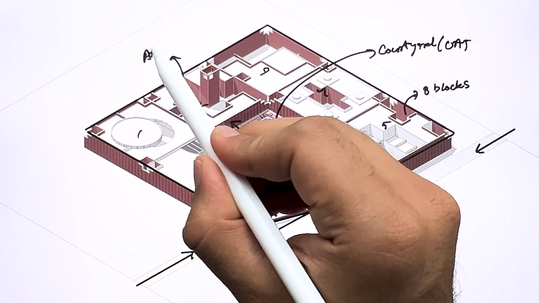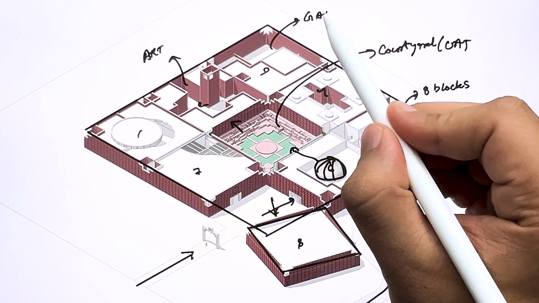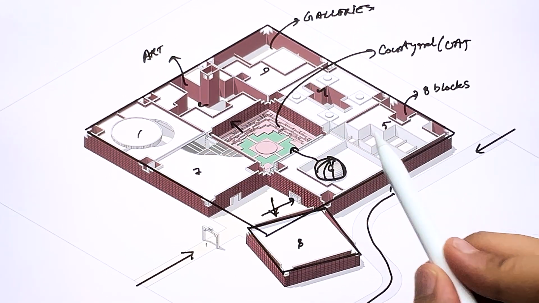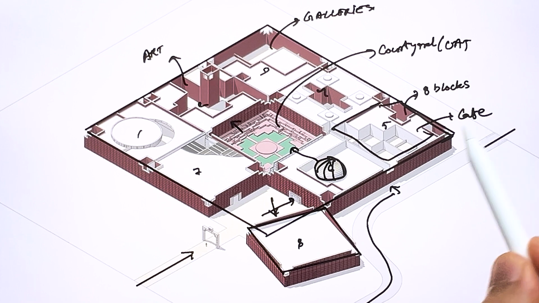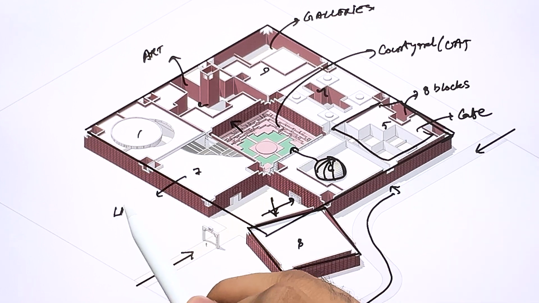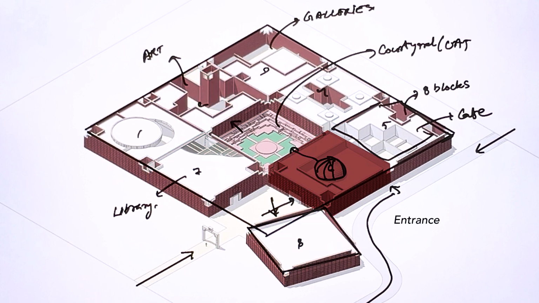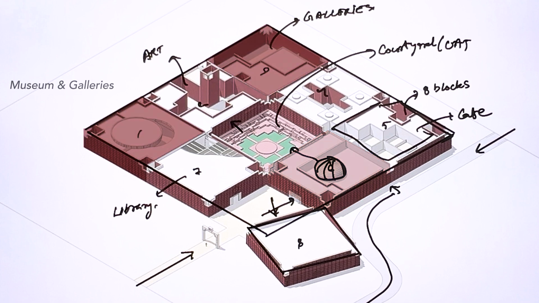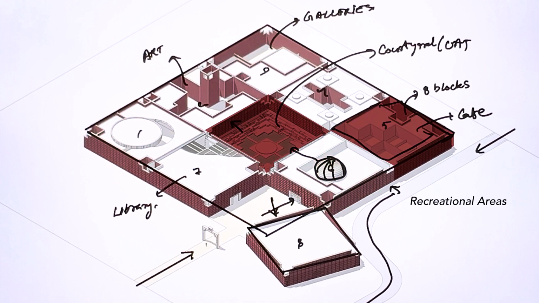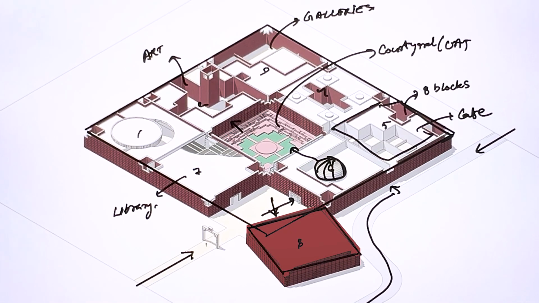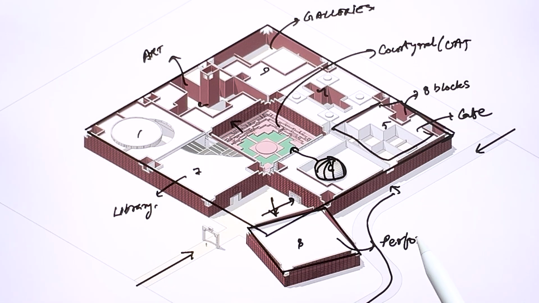So if you go further, there are art galleries where people display their art. This corner has the cafeteria, which has a free space in between. This is the library block. So these 4 blocks are the spaces for learning, where all the art, workshop, library and performance activities happens. This block is the entrance and the administration. And these 2 blocks are the museum and the galleries. And these 2 blocks are the recreational, where cultural activities, events and the cafeterias are located. This shifted block is dedicated to the performance and also has a small theatre inside.